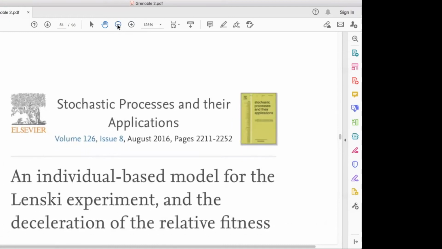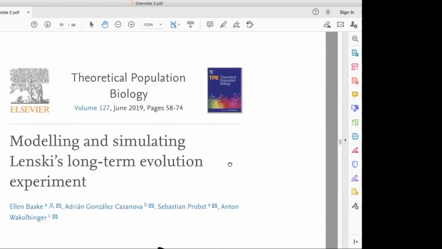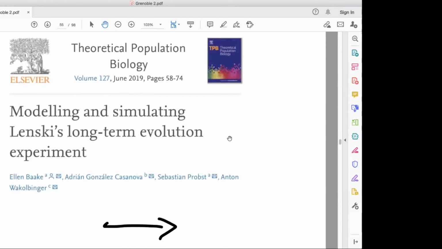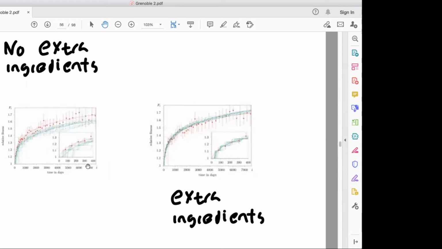Thank you. Okay, so this can be found in this paper, and in this other one, what we did was try to quantify how much of the deceleration comes from the design of the experiment and how much comes from clonal interference and epistasis. And we have this graph. So this is before adding clonal interference or epistasis. What we see is that the red curve is the real data, and the blue lines are simulations with our model, and you see that the fit is actually rather bad, right? But if you add the extra ingredients, clonal interference and epistasis, then the fit becomes extremely good.